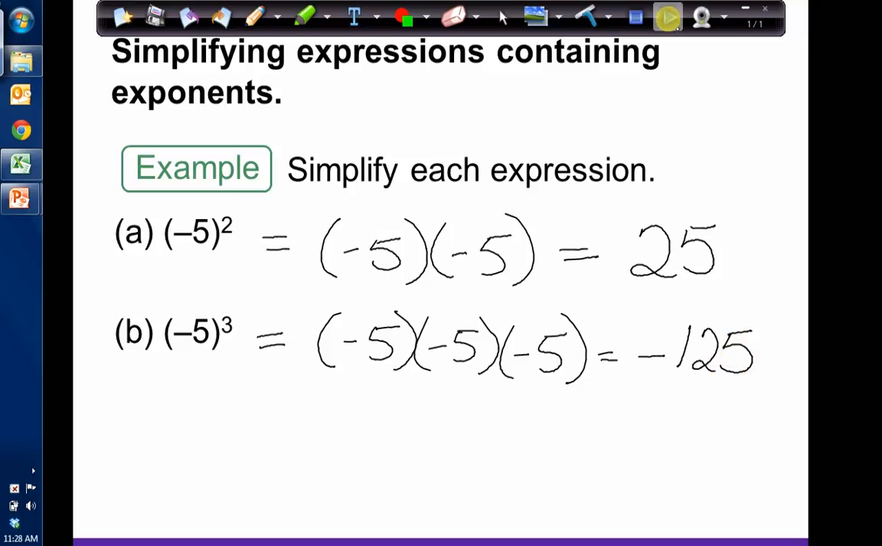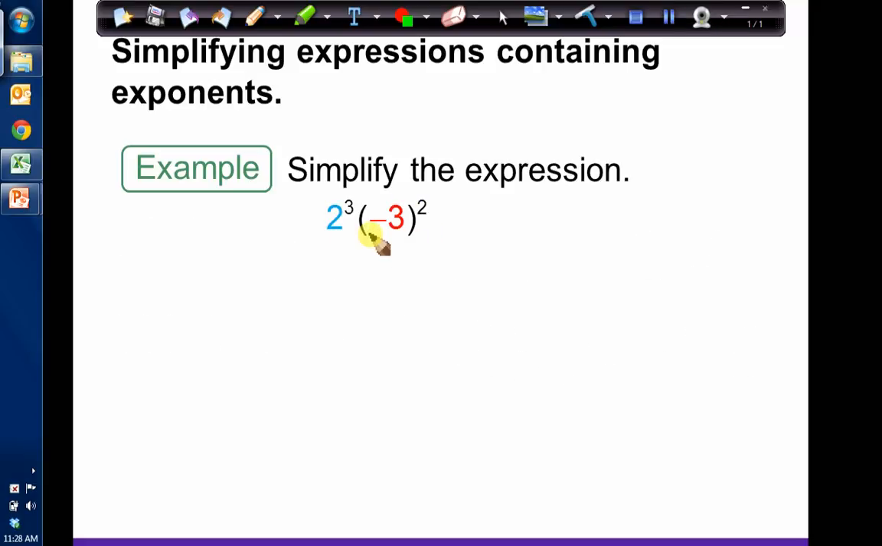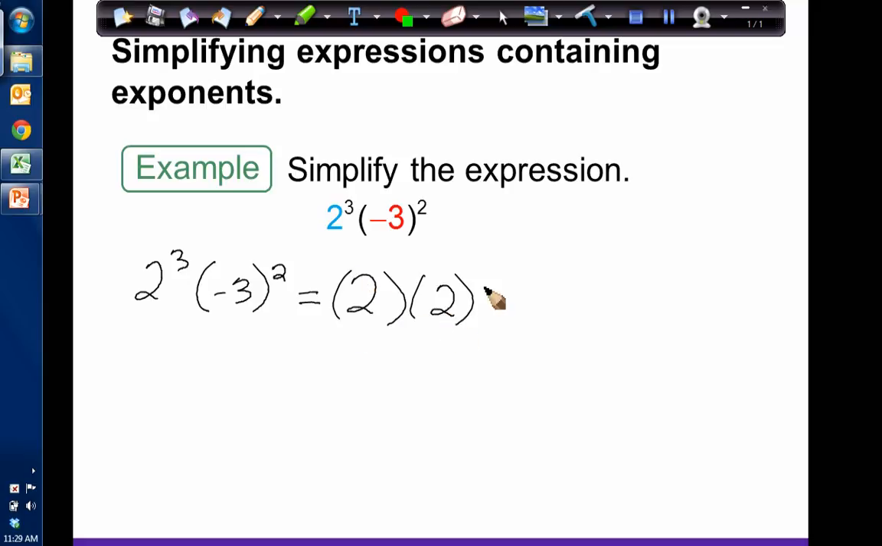Great. What about a situation like this? We have 2 cubed and negative 3 squared. Well, this means 2 times 2 times 2, 3 times, and negative 3 times negative 3, twice.